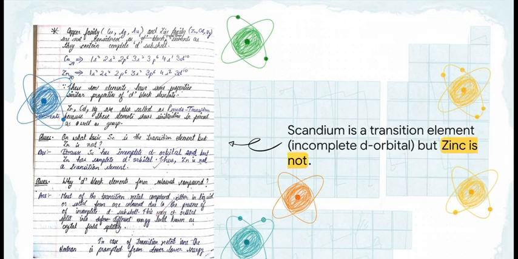This is the perfect example of our main rule in action. Look at scandium here. Its electron configuration ends in 3d1. See? It's an incomplete d orbital. That makes it a transition metal. But now, look over at zinc. It ends in 3d10. That d orbital is completely full. So even though it lives in the d block, by our strict definition, it's not actually a true transition element.